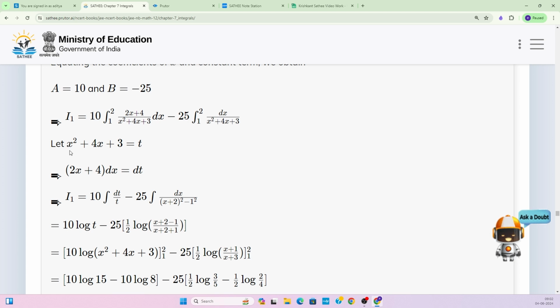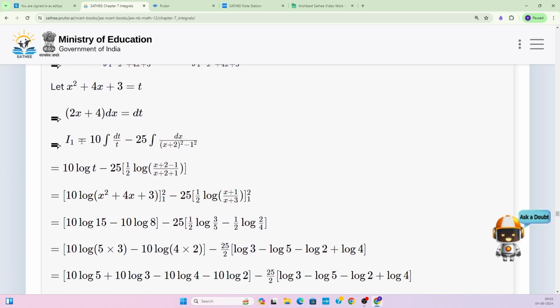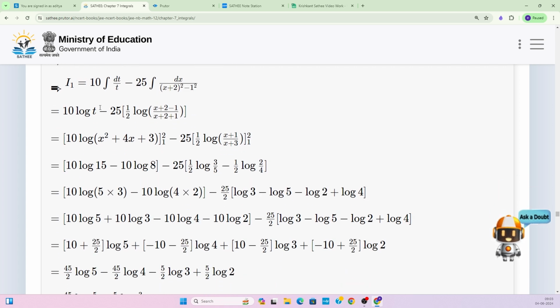This means if you substitute the denominator equal to t, what you can get is (2x plus 4) dx is equal to dt. This means your I1 will be 10 times integration dt by t minus 25 times integration dx by (x plus 2) whole square minus 1 square. So this, you know, directly you will get I1 as 10 log t minus 25 multiplied with half of log (x plus 2 minus 1) by (x plus 2 plus 1).